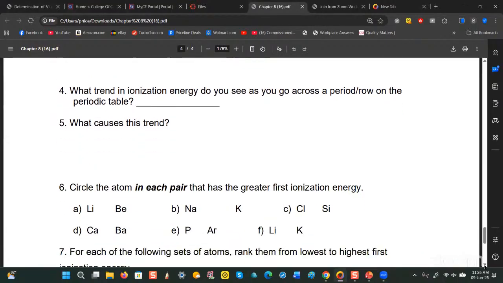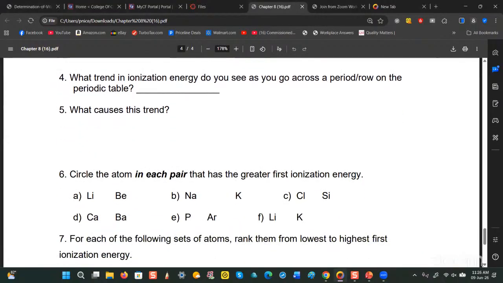The next question is asking, what trend in ionization energy do you see as you go across a period? And the answer is, of course, it increases. And we know the reason why. As you go from one element to the next, you're adding a proton to the nucleus, and you're adding an electron to the same shell. The consequence of that is that the electrons will be pulled closer to the nucleus and become more difficult to remove. And therefore, that's the reason why the first ionization energy increases. Generally, remember the exceptions we talked about, right? But generally, the first ionization energy increases as you go from left to right of any period.